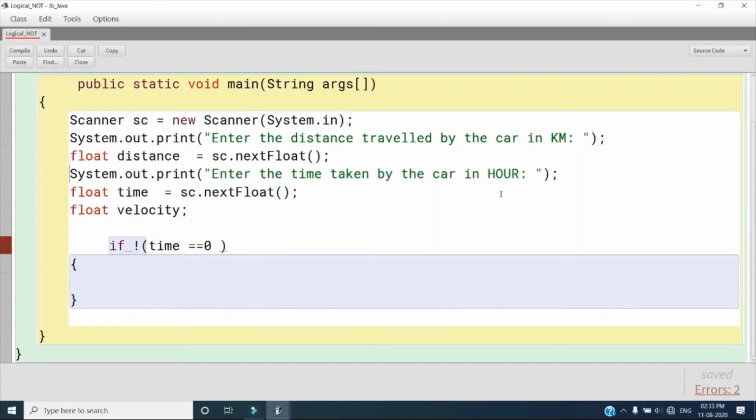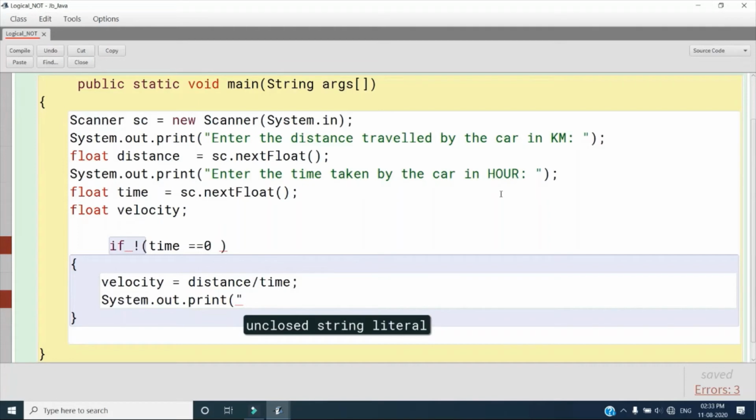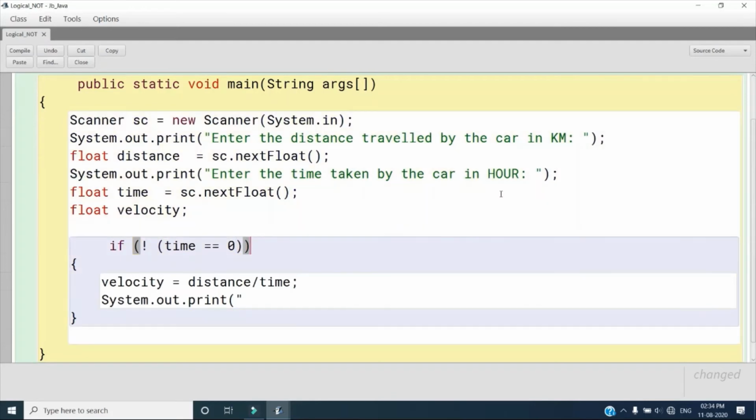So System.out.print, we require, as well as we have to write velocity. So velocity is equals to distance by time, and here we will display. And one bracket I forgot. After if there should be a bracket. System.out.print, velocity of the car in kilometer per hour is, plus velocity.